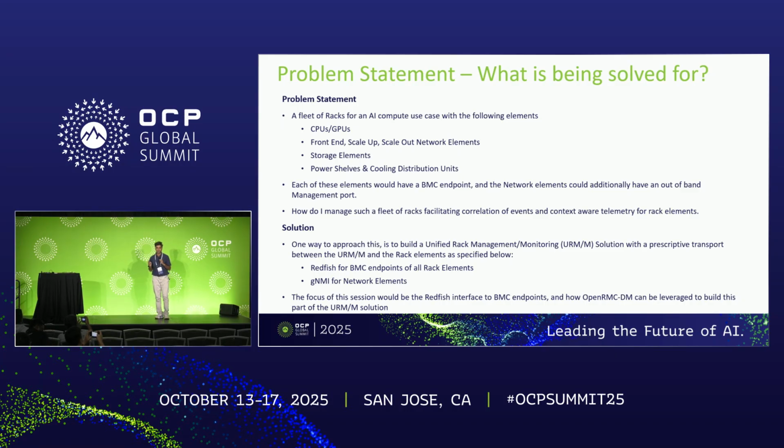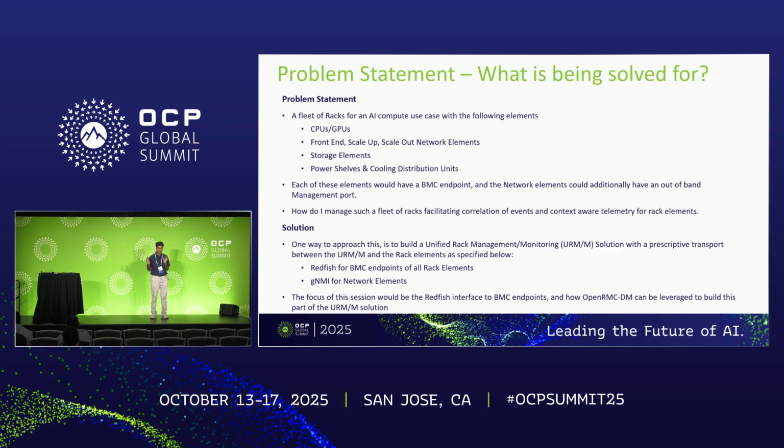At a high level, the problem statement, this is kind of a segue into the previous talk. Think of a fleet of racks for AI compute, with each rack comprised of a bunch of disparate rack elements: compute nodes, network elements, storage elements, power shelves, CDUs. And each of these elements would have a BMC endpoint, a BMC IP. Some of these elements, like the network elements, would additionally include an out-of-band management interface.